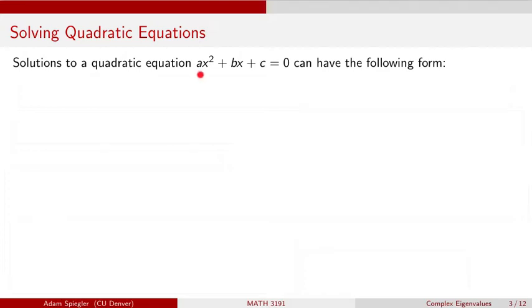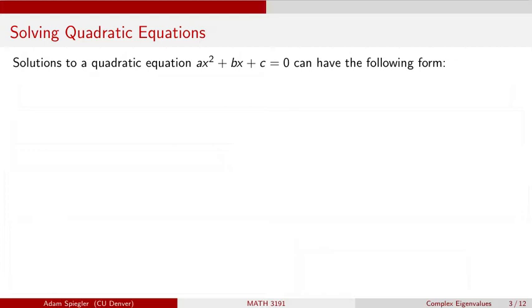And these are going to be equations of the form ax squared plus bx plus c equals 0. And again, why we're interested in these quadratic equations is because if I want to find eigenvalues for a 2 by 2 matrix, it's going to require me to solve a quadratic equation.